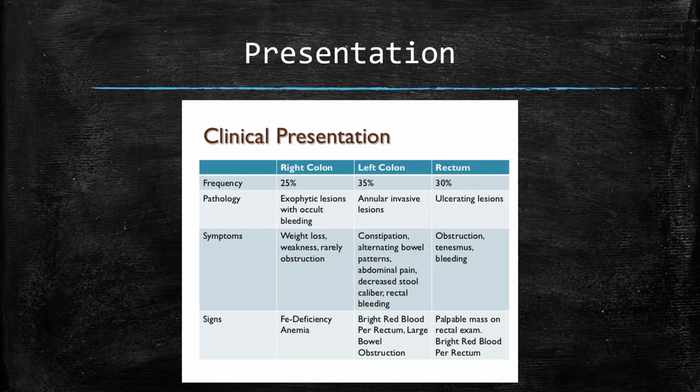Rectal cancers tend to be more of an ulcerative nature. They can present with bright red blood per rectum as well. One symptom that is characteristic of rectal cancer is tenesmus. This is the feeling that you need to defecate, but when you sit on the toilet, nothing happens.